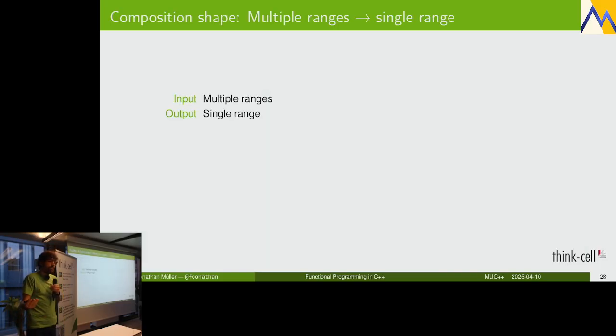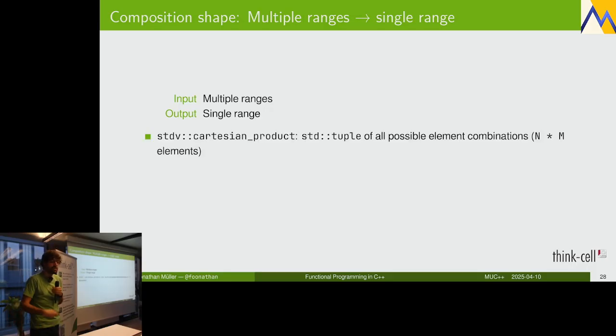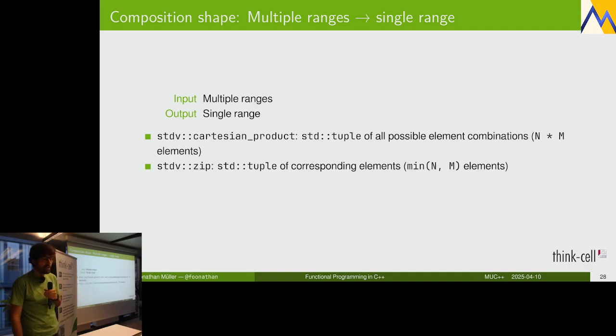Now the composition shape here is that the input is multiple ranges and the output is a single range. And we see Cartesian product, and this gives you a tuple of all possible element combinations. And there's a quadratic number of those. Then we also have zip. A zip gives you a tuple of corresponding elements. So zip gives you a range whose first entry is the tuple consisting of the first entries of each subrange and then the second entries of each subrange and so on. So it doesn't change the number of elements, but it gives you the pairwise.